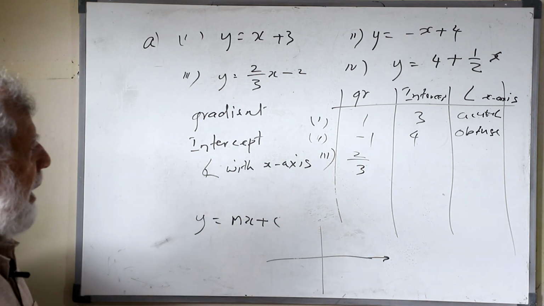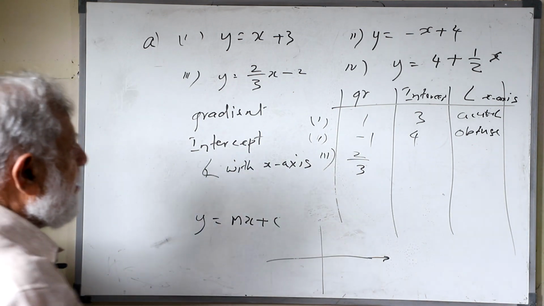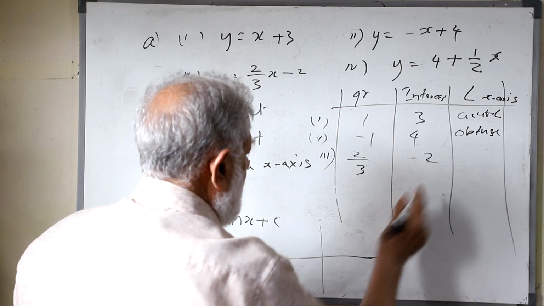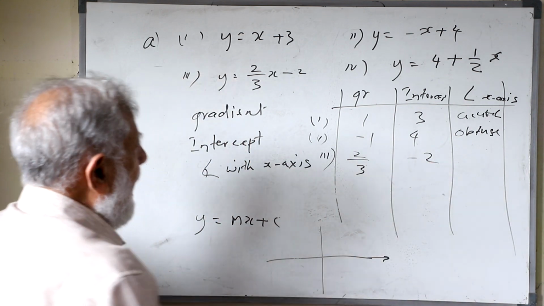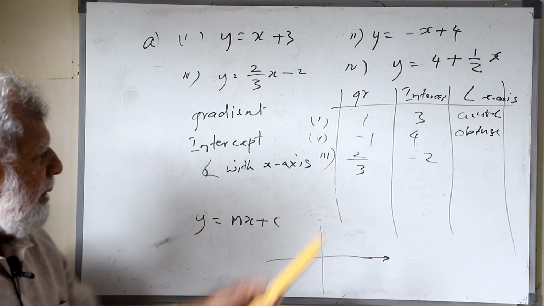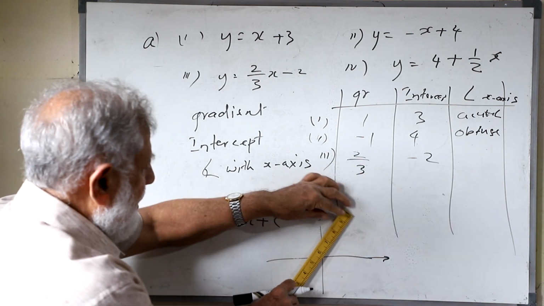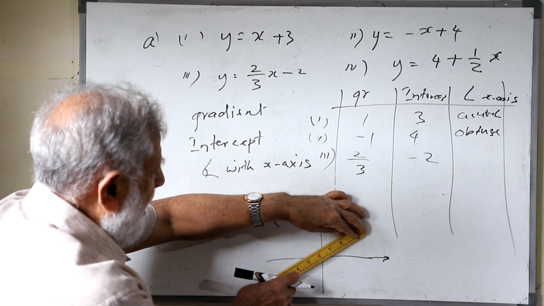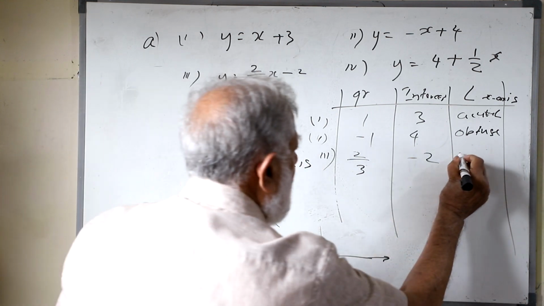2/3, and the y-intercept is minus 2. That is somewhere here, it's cut like this. And what is the angle it makes? Because 2/3 is positive, positive means it must definitely be an acute angle. So it can be any angle like this. So it has to be an acute angle.